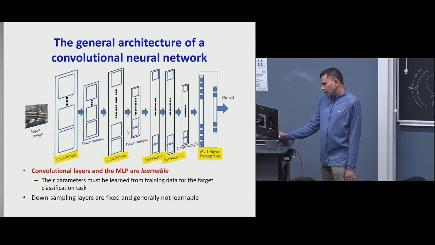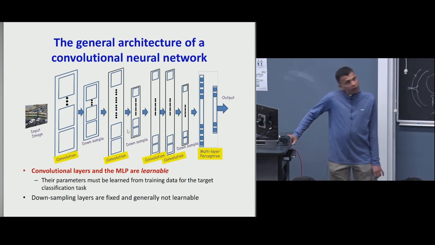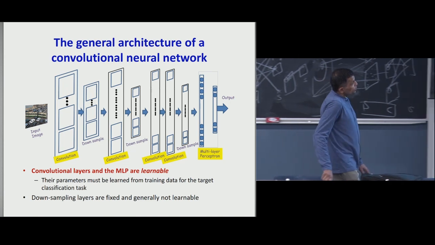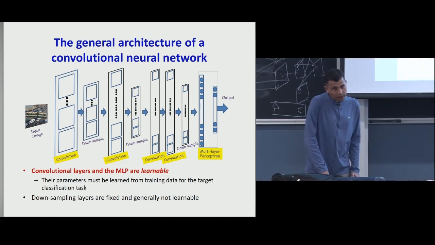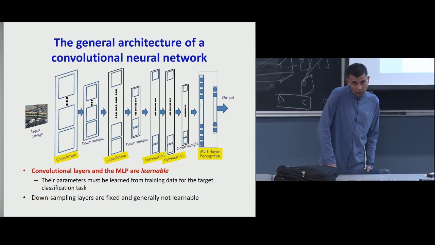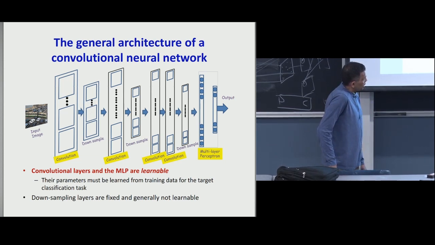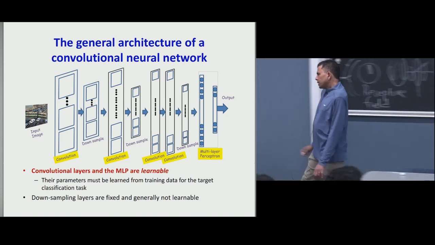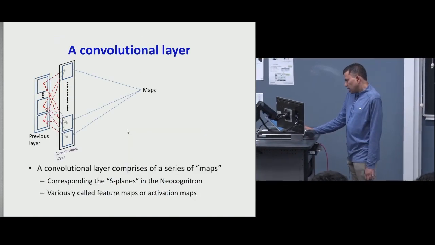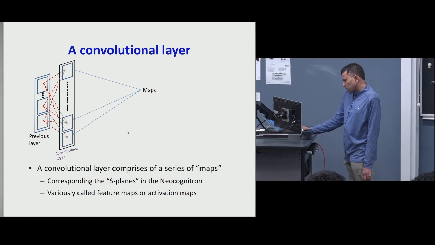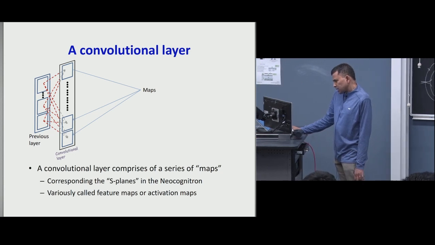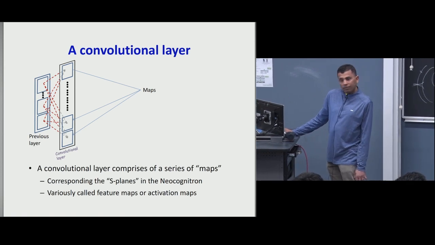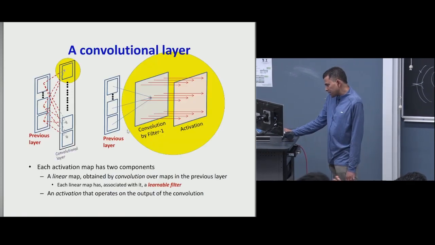Now, convolutional neural networks are learnable. All of the convolution layers are learnable. The downsampling layers are not. So downsampling layers are generally fixed and they're not learnable. The convolution layer itself corresponds to a series of maps corresponding to the S planes in the neocognitron. We might also call them feature maps or activation maps.